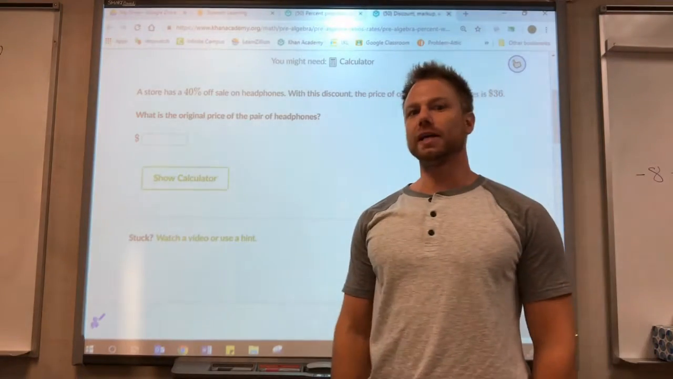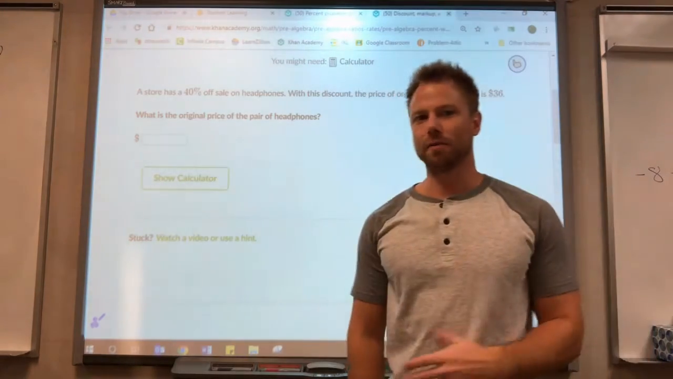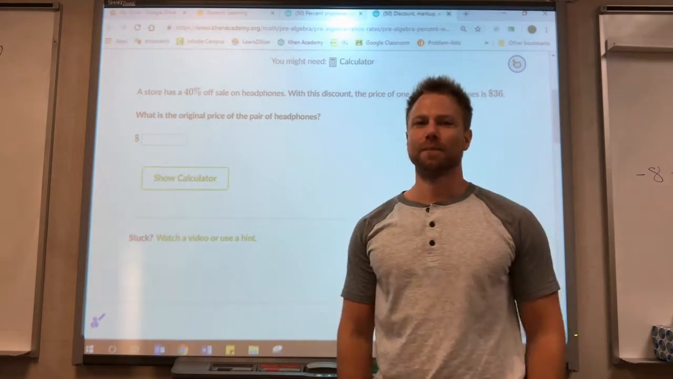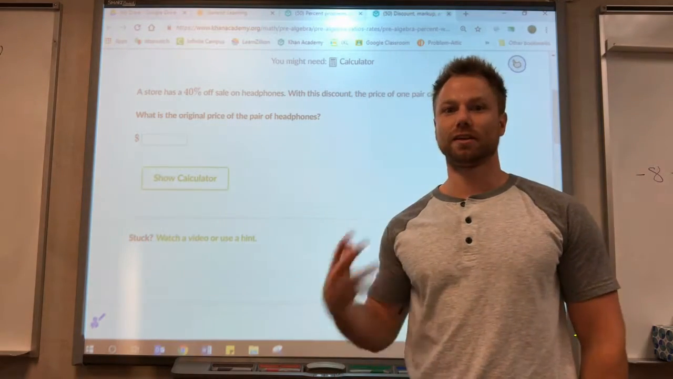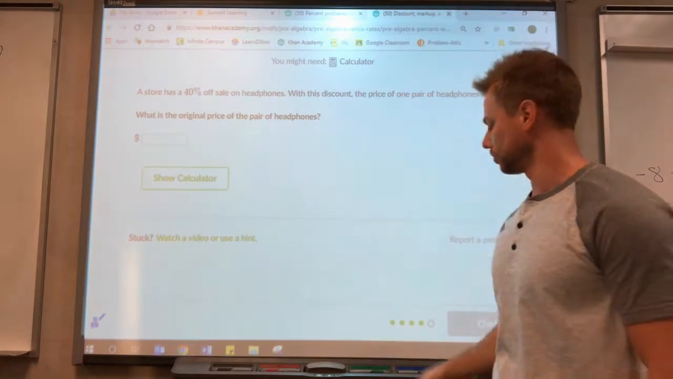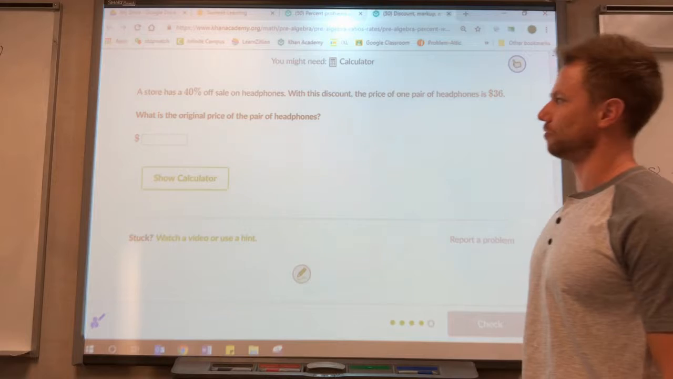From PRP Objective 3 examples. Okay, so we're still setting up proportions to solve these problems. They're getting a little bit more complex, so we really have to read carefully and think carefully as we're setting up these proportions. Okay? It says the store has a 40% off sale on headphones.